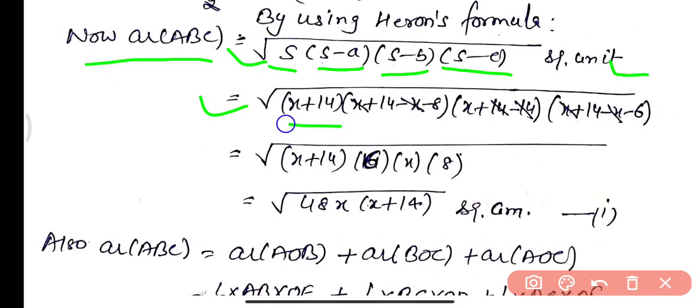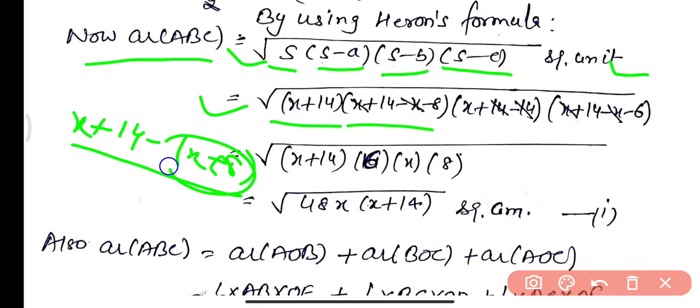So under the root S, that is x plus 14, and S minus A, that is x plus 14 minus the first side, that is (x plus 8), as there is a negative sign outside the bracket. Whenever we open the bracket, the signs of these two terms will change and become negative. So x plus 14 minus x minus 8, into x plus 14 minus 14, and here it is x plus 14 minus x minus 6.